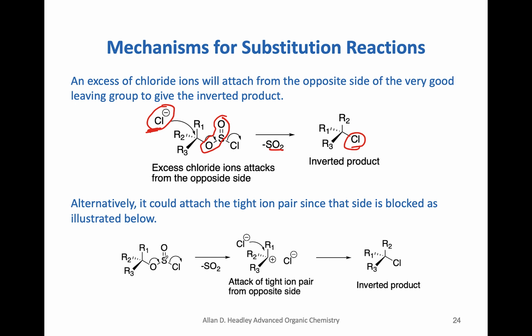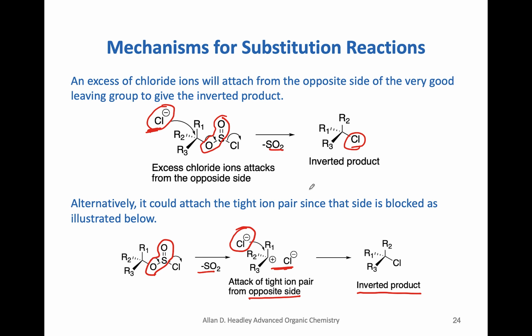Or we could look at it as we did before. If this leaves as SO2 right here, and of course we have a tight ion pair here, additional chloride ions from the pyridinium hydrochloride salt come in from the opposite side of this tight ion pair. Notice the opposite side, because this side is blocked with the leaving group, so this comes in from the opposite side to give the inversion of the product. So that's how we can explain.